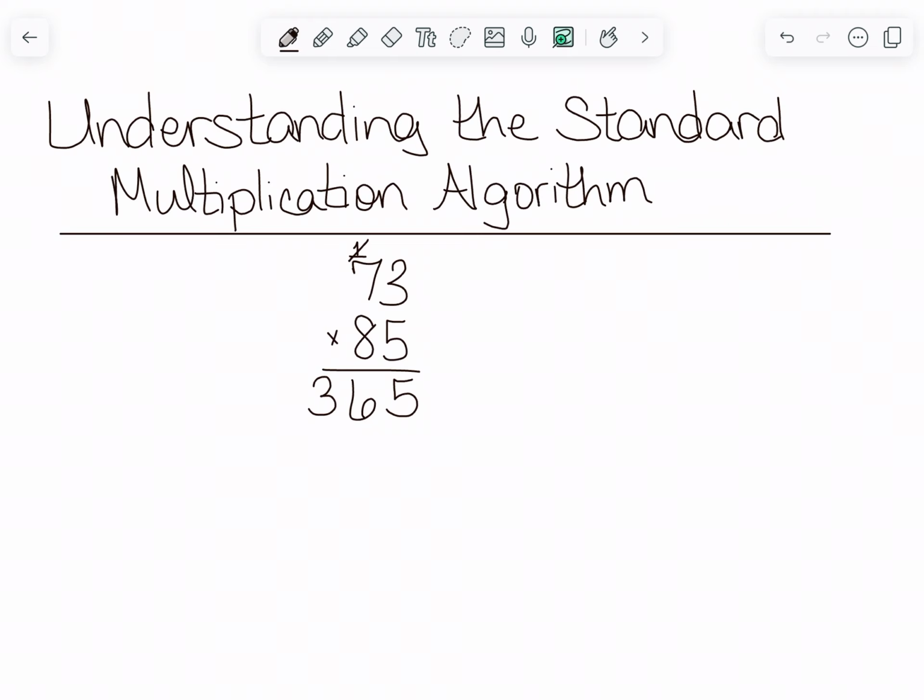8 times 3 is 24. So we write down our 4 and regroup the two tens. And once again, we shift over by that place because we're actually multiplying by 80, not 8. 8 times 7 is then going to be 56, plus that 2 gives us 58. Regroup as needed, and always think in terms of place value, not digits.